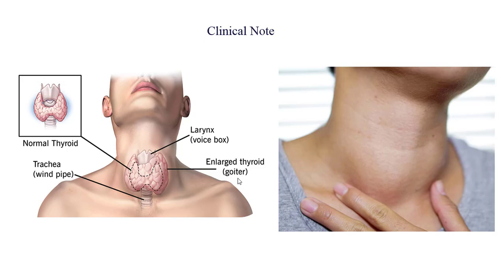Treatment depends on the size, symptoms, and underlying cause of the goiter, and can include medications, particularly if thyroid hormones need to be replaced, or surgery.